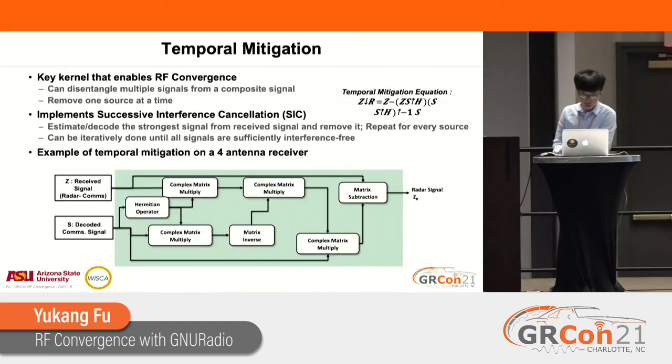About temporal mitigation, it is the key kernel that enables RF convergence. It can disentangle multiple signals from a composite signal, and it removes one source at a time. It helps implement successive interference cancellation in this system. It decodes the strongest signal from the received signal, removes it, and repeats multiple times if there are multiple sources. So it can be iteratively done until all signals are sufficiently interference free. Here's a block diagram and the equation for temporal mitigation on the slide.